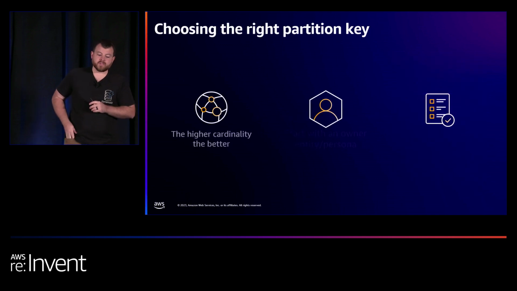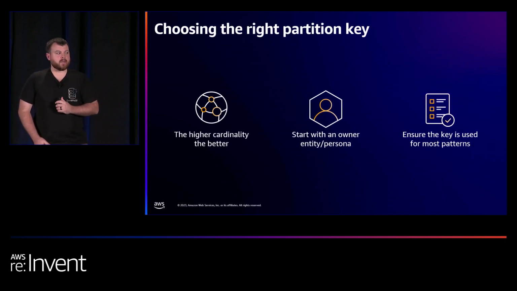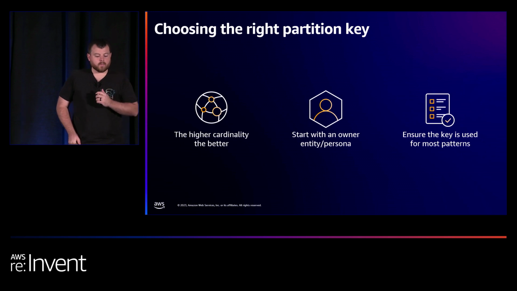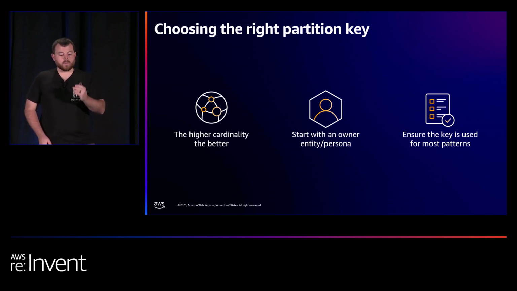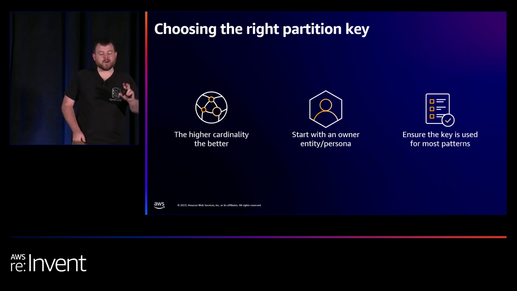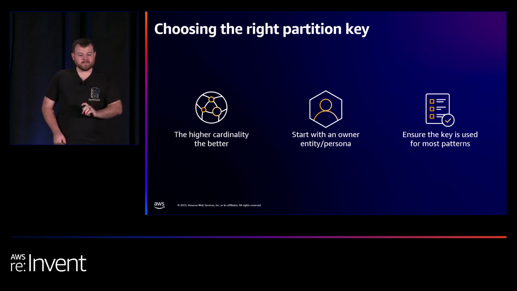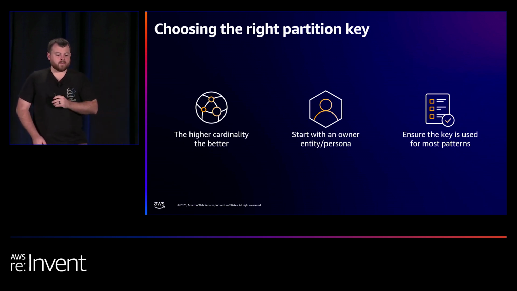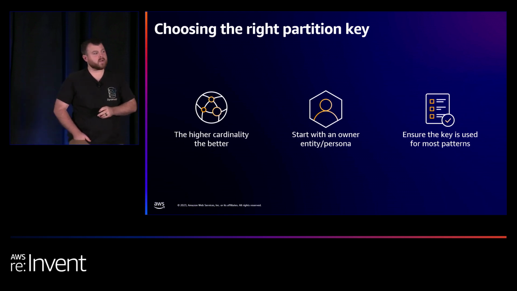So choosing the right partition key, the higher cardinality, the better. We want to think of it from who owns or what persona is accessing that particular entity. Most schemas, even in the relational world, if you draw out an ERD, there's probably one table at the core of it all that everything just bumps off of. Let's start there. And then we want to make sure the key is used for most patterns. Let's not pick a partition key that has 2 of the 50 access patterns. Let's start from the most common access pattern and go.